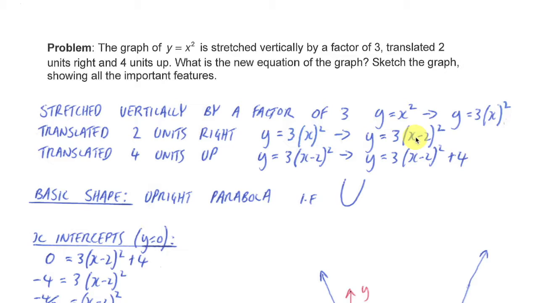What would the translation be? I need to take whatever's in the brackets, make it equal to 0, and solve for x. And if I did that, you would get x equaling 2. That is 2 units to the right. So you know that this makes sense.